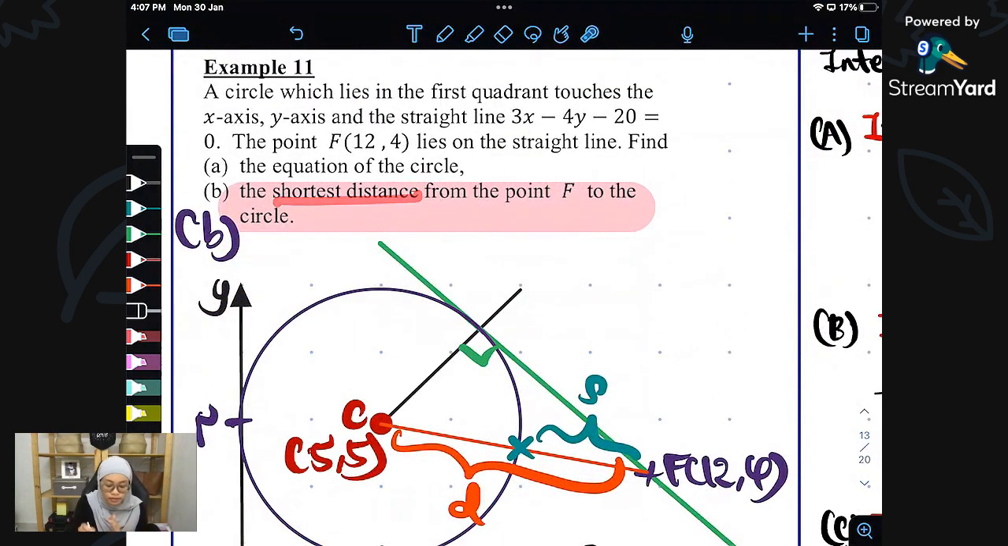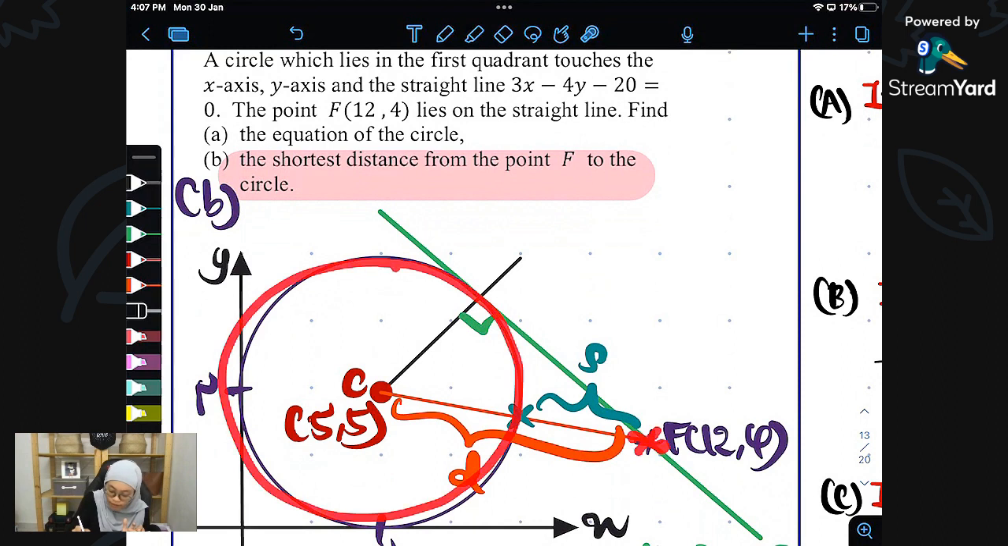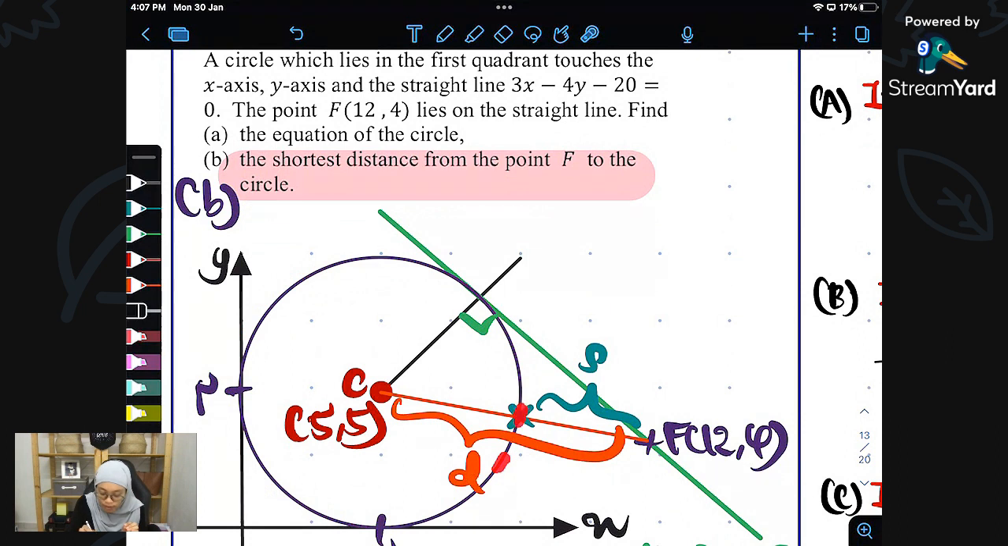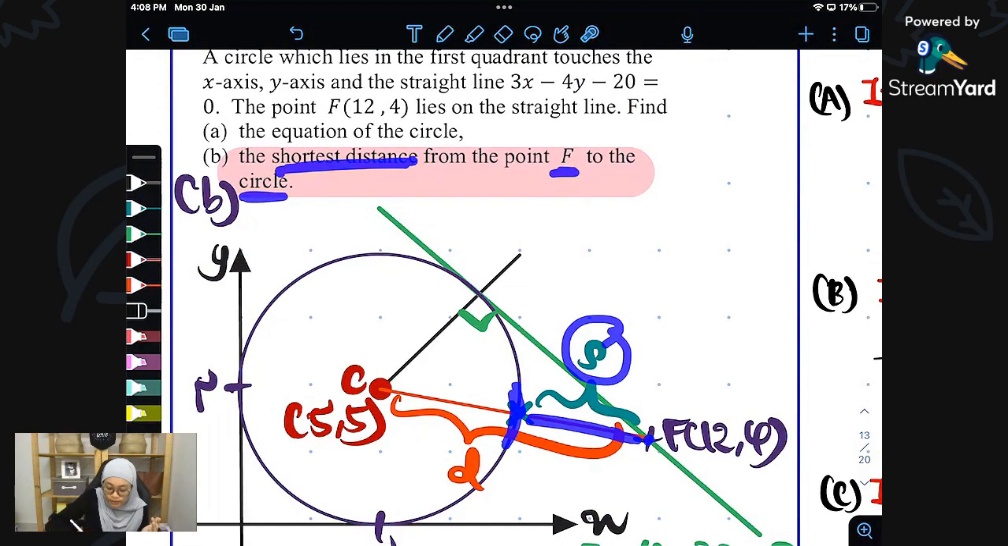Question B, find the shortest distance from the point F to the circle. Okay, so this is your circle, guys. And this is the point F. So we want the shortest distance between the circle, here at the furthest end, and the F point. So actually we want this value. Maybe I should use blue. So this is the thing that we want. We want this shortest distance from the point F here to the circle. So the circle is the surface of the circle. So the surface of the circle is over here. So we want the shortest distance from the surface of the circle until the point F.